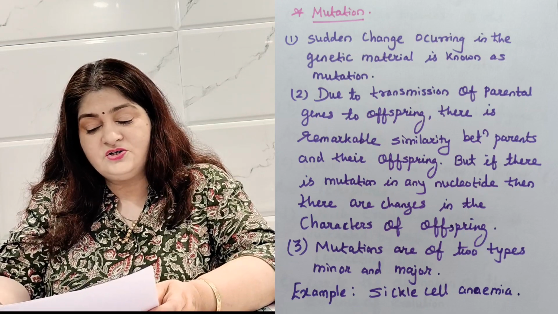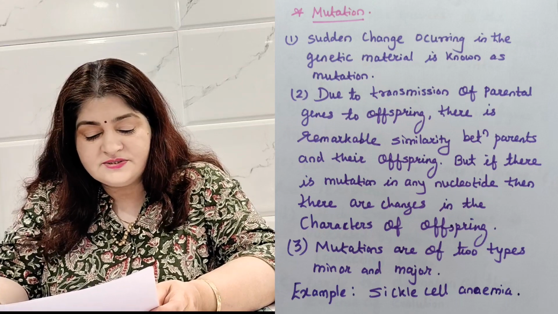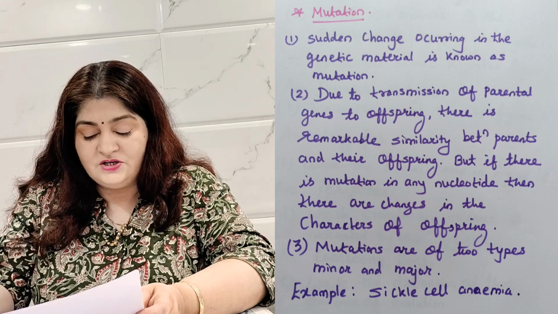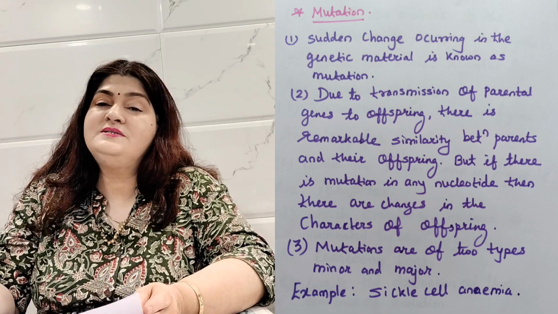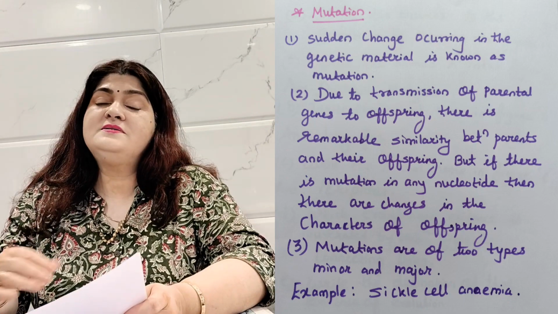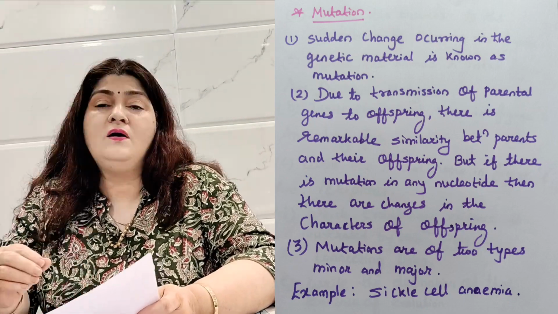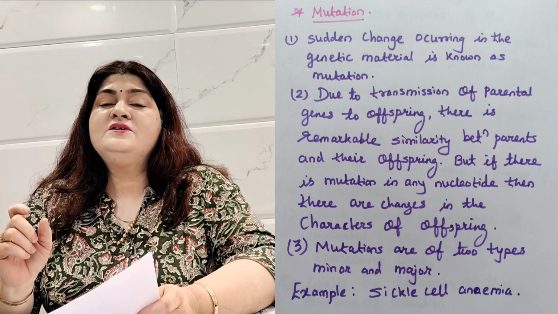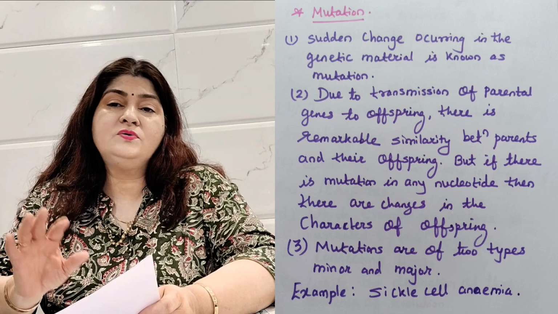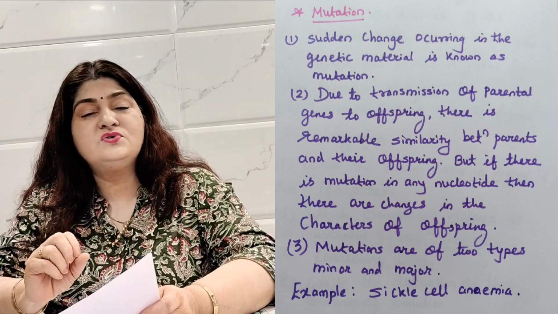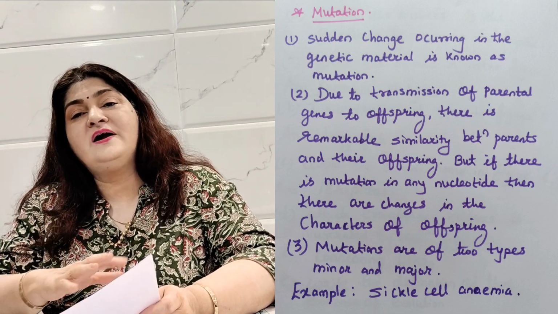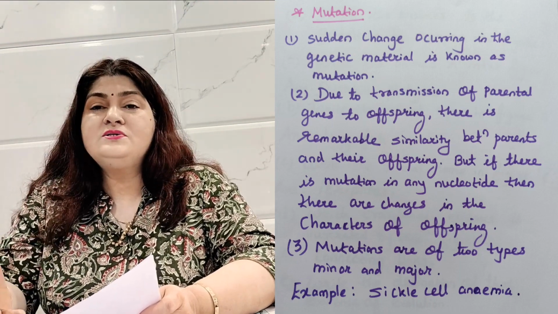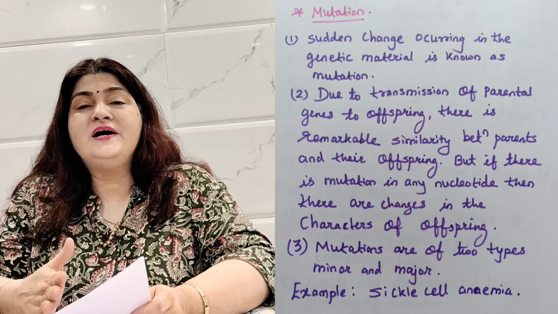But if there is a mutation in any nucleotide, then there are changes in the characteristics of offspring. Mutations are of two types, minor and major, and the example of mutation is sickle cell anemia. Parents mein sickle cell anemia nahi hota, but suddenly offspring mein observe hota hai. That is because of mutation, genetic material jab nucleotide sequence copy ho raha hota hai to usme thode se copy mein mistakes ho jate hai aur isse parents aur offspring ke characteristics mein difference hote hai. That is called mutation because of wrong copying of nucleotide sequence.